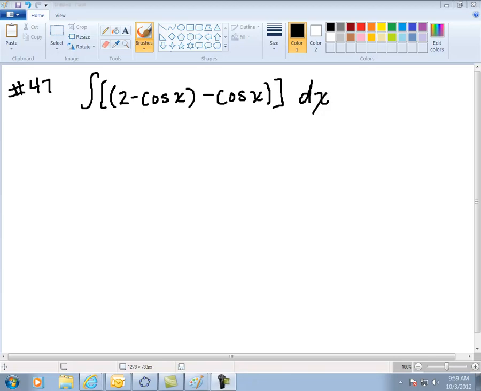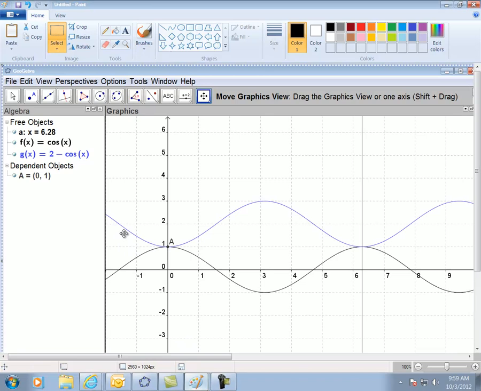Let's do one more example of finding the area between two curves, and this time let's do a trigonometric example. Our two curves this time are 2 minus cosine x and cosine x. So let's look at the graph of those. The blue line on top here is 2 minus the cosine of x, and the black line is the cosine of x.